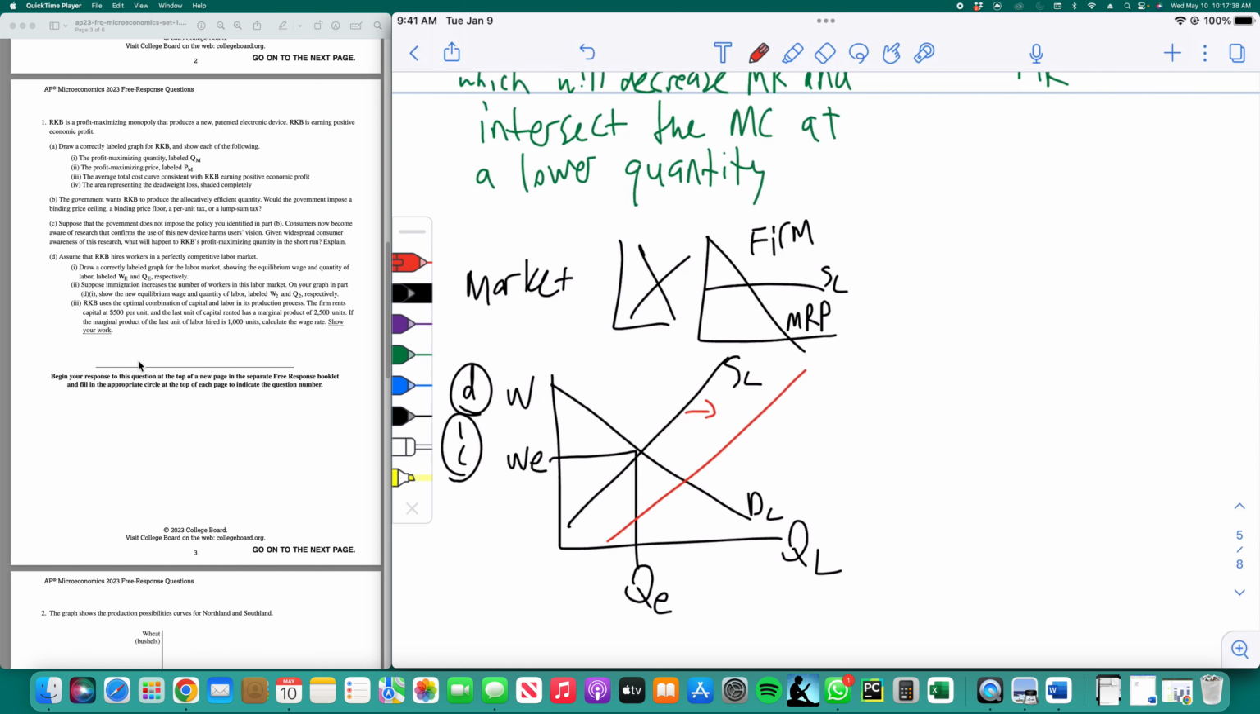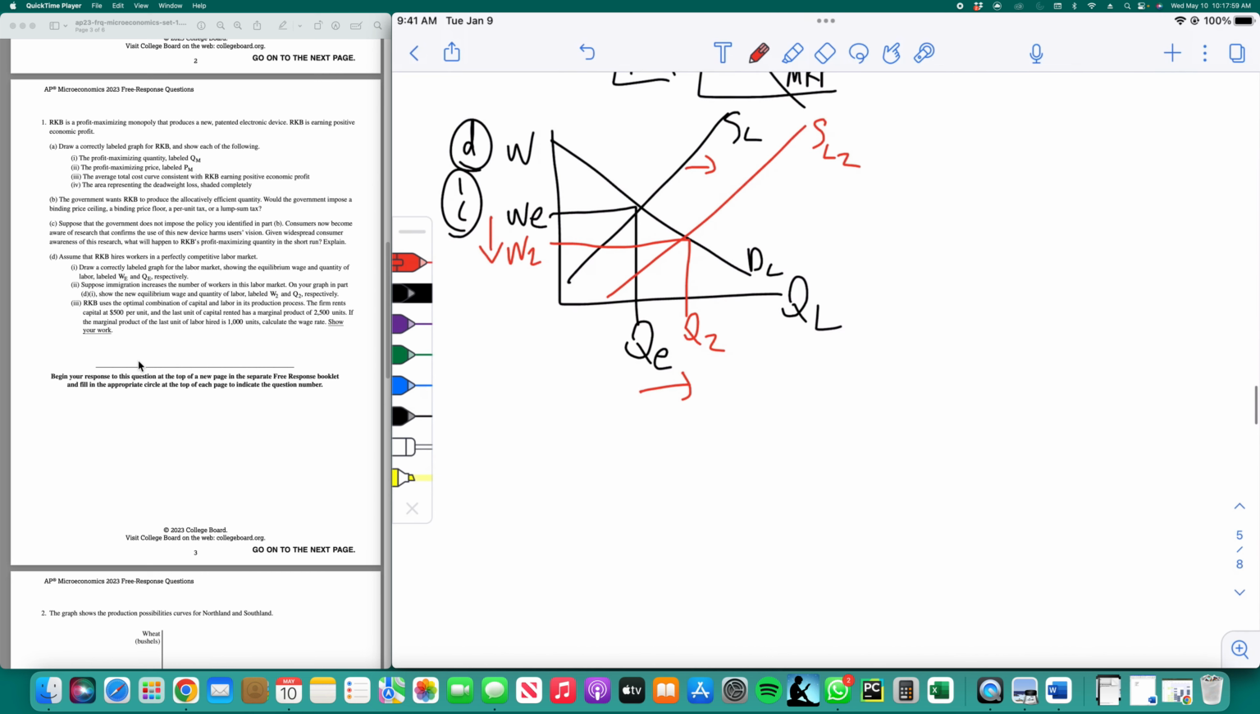Now, DIII. So for that one, RKB uses the optimal combination of labor and capital in its production process. The firm rents capital at $500 per unit. The last unit of capital rented has a marginal product of 2,500 units. If the marginal product of the last unit of labor is 1,000, calculate the wage rate.